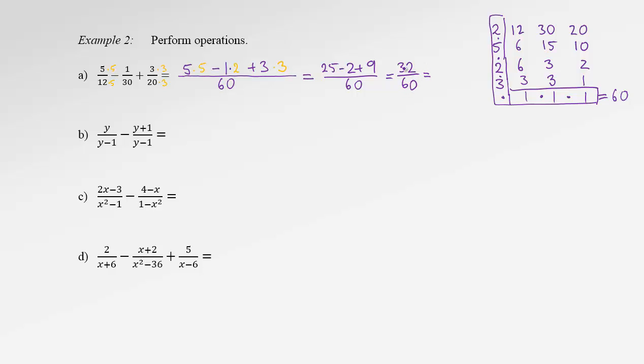And yes, in this case, we can simplify. Both numbers are divisible by 4. So if we divide the denominator and the numerator by 4, the result will be 8 here and 15 over there.